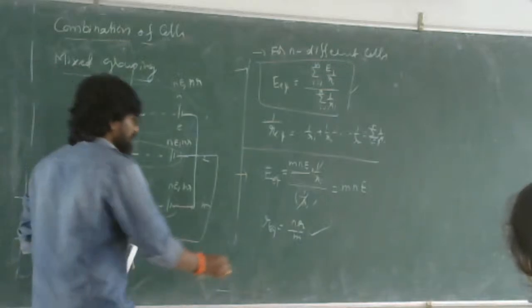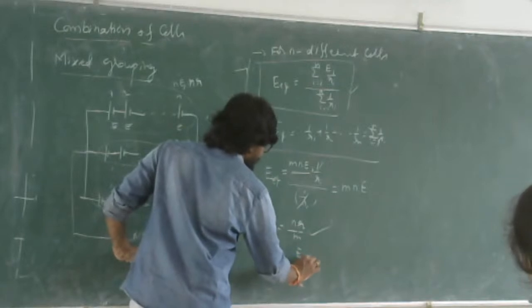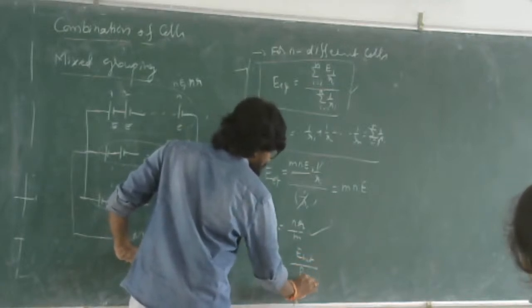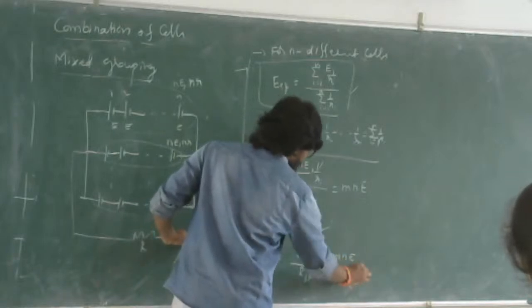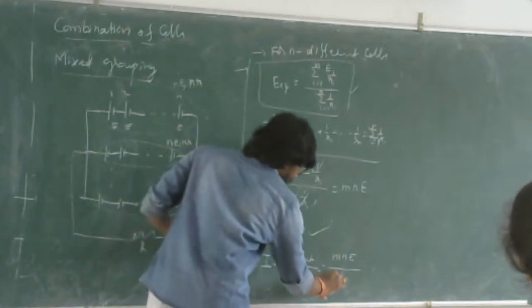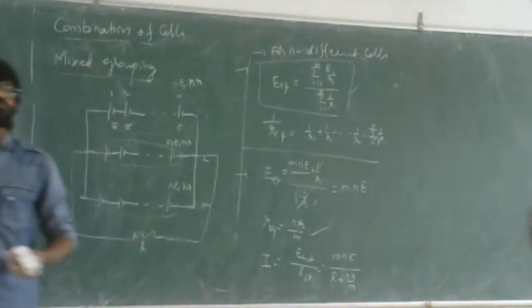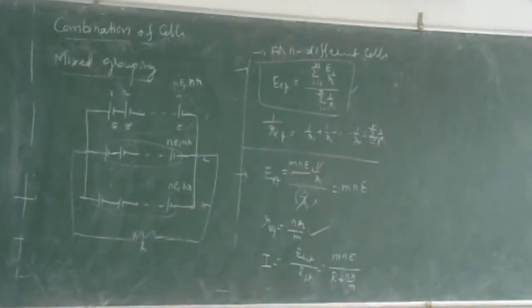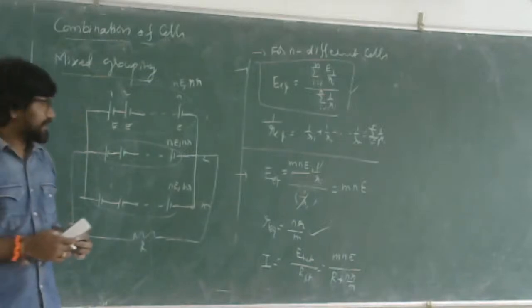And hence the total current I is equal to net EMF by total resistance. Net EMF is how much? MNE by total resistance, which is capital R plus NR by M. Got it? So these are the points you have to remember about the group, mixed grouping of cells. This is briefly about mixed grouping of cells.